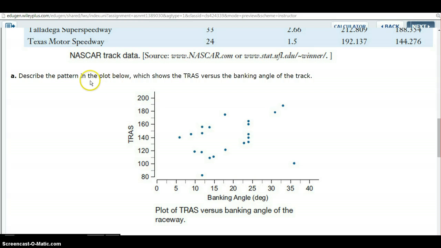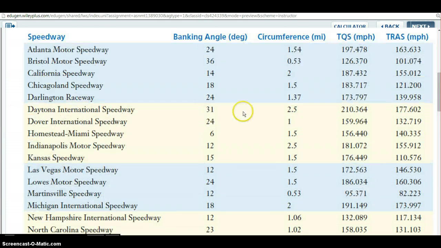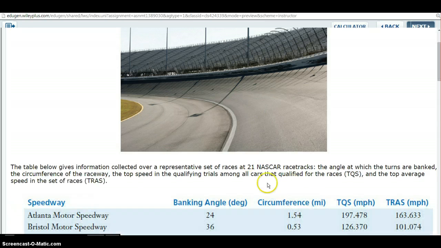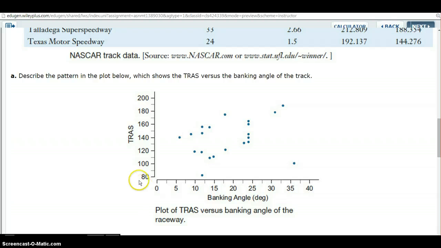So first of all, we have to describe the pattern in this scatter plot. And what I'm seeing there is there does look like there's a trend. The higher we go in banking angle, the higher the TRAS. What does the TRAS stand for here? The top average speed. So it makes sense. Higher speeds have higher angles there. Not always, and we have some exceptions. And it's not a real strong one. I would say that's a moderate.